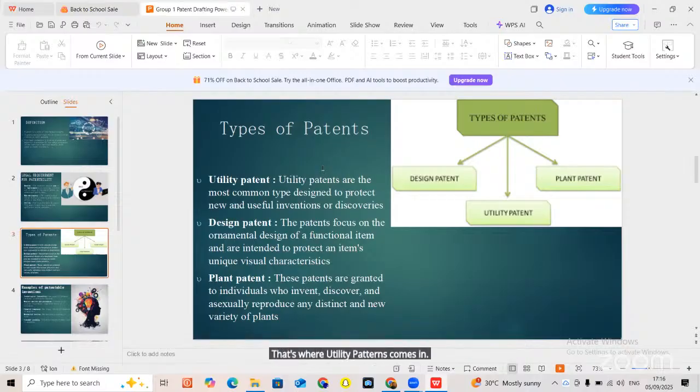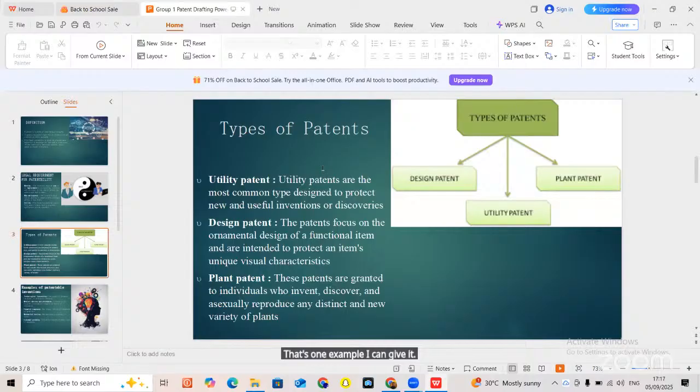Now, design patents focus on the ornamental design of a functional item and are intended to protect an item's unique visual characteristics. Let's say the shape of a bottle, the shape of a Coca-Cola bottle, for example, or a cup holder. For example, a cup holder must have the proper shape and proper size to hold any cup. That's one example I can give.